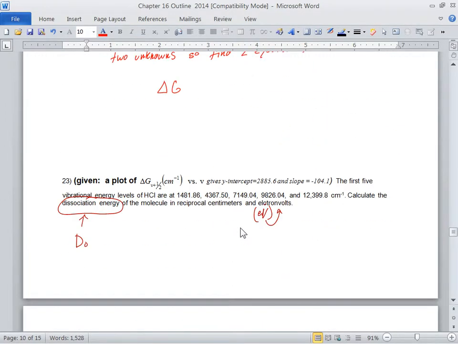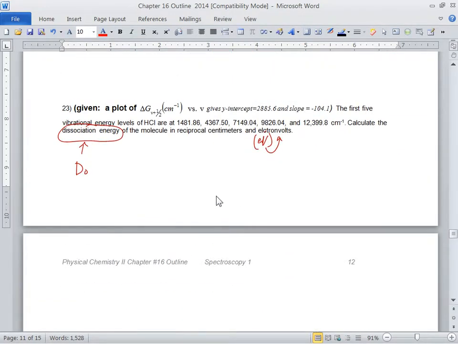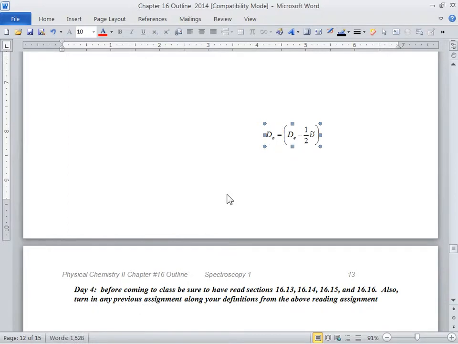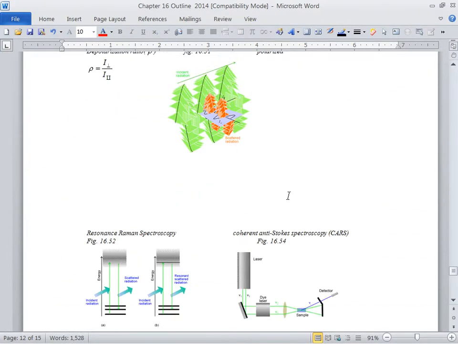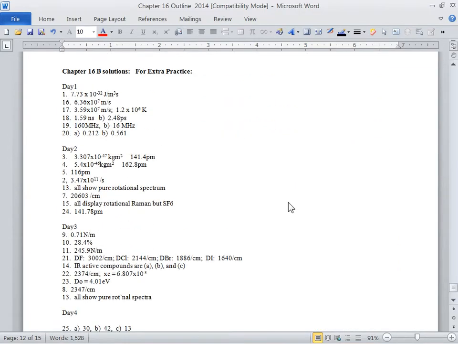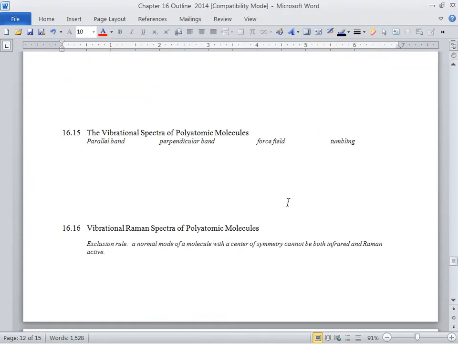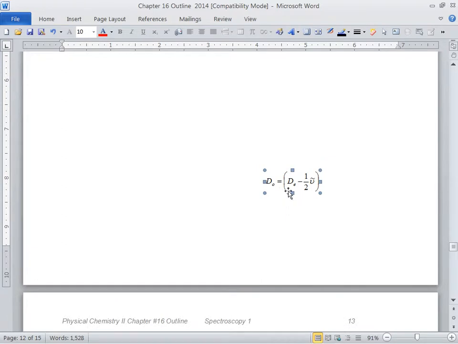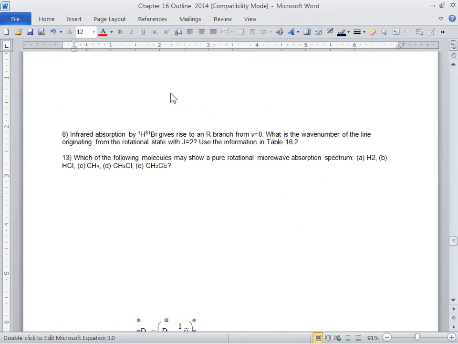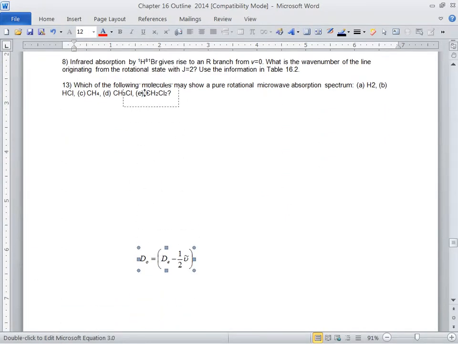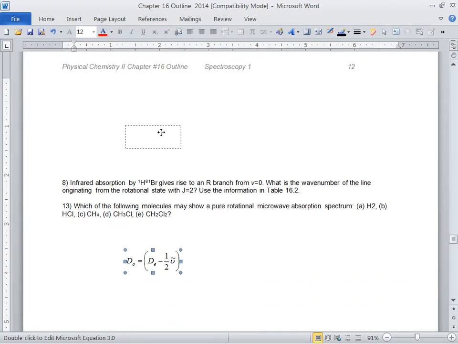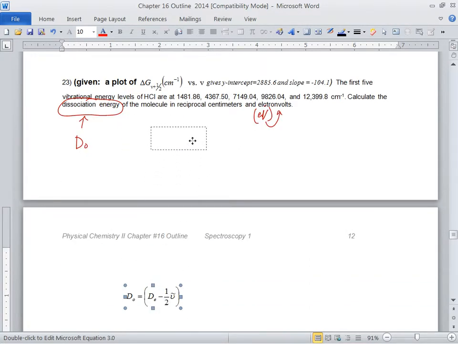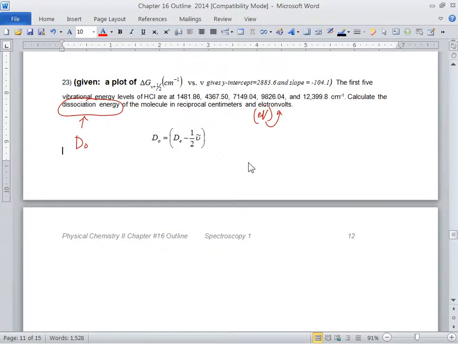Where'd it go? That didn't work very well. Where'd it go? That's a lot of work to move. I should just. All right, there. Okay.